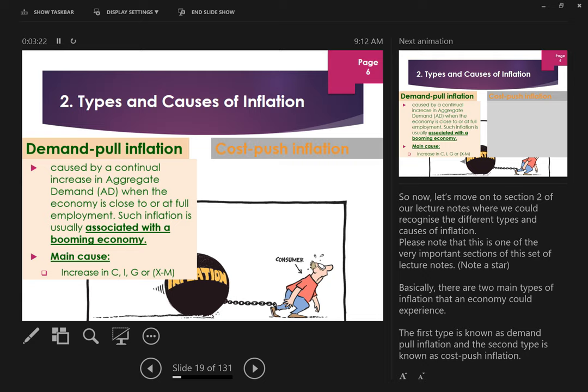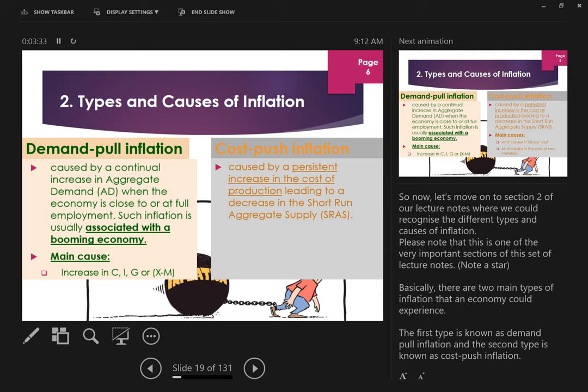Cost push inflation, like the term suggests, is due to an increase in the cost of production. Do note the term persistent increase in your cost of production. So when there's an increase in cost of production, how will this affect the economy? I need to re-emphasize this to you. When you are doing macroeconomics, please make sure you are using at least your AD-AS analysis in your answers. So when there's an increase in cost of production, the impact would be on your AS.